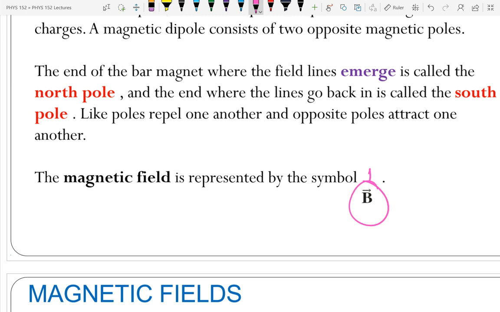The symbol for magnetic field is a B. Honestly, I do not know why it's a B. It's a vector, so we have bold B or B with an arrow over it. Here I have a bold B with an arrow over it just to cover all the bases. And the units are Teslas.